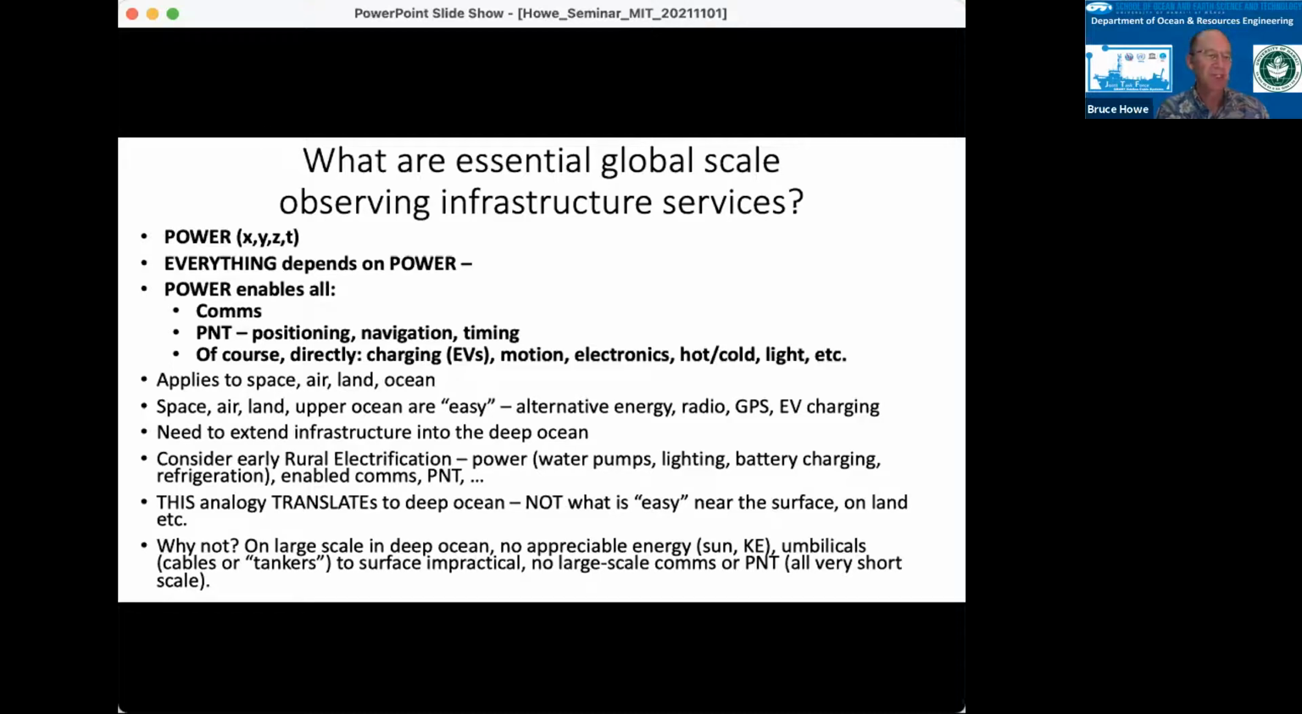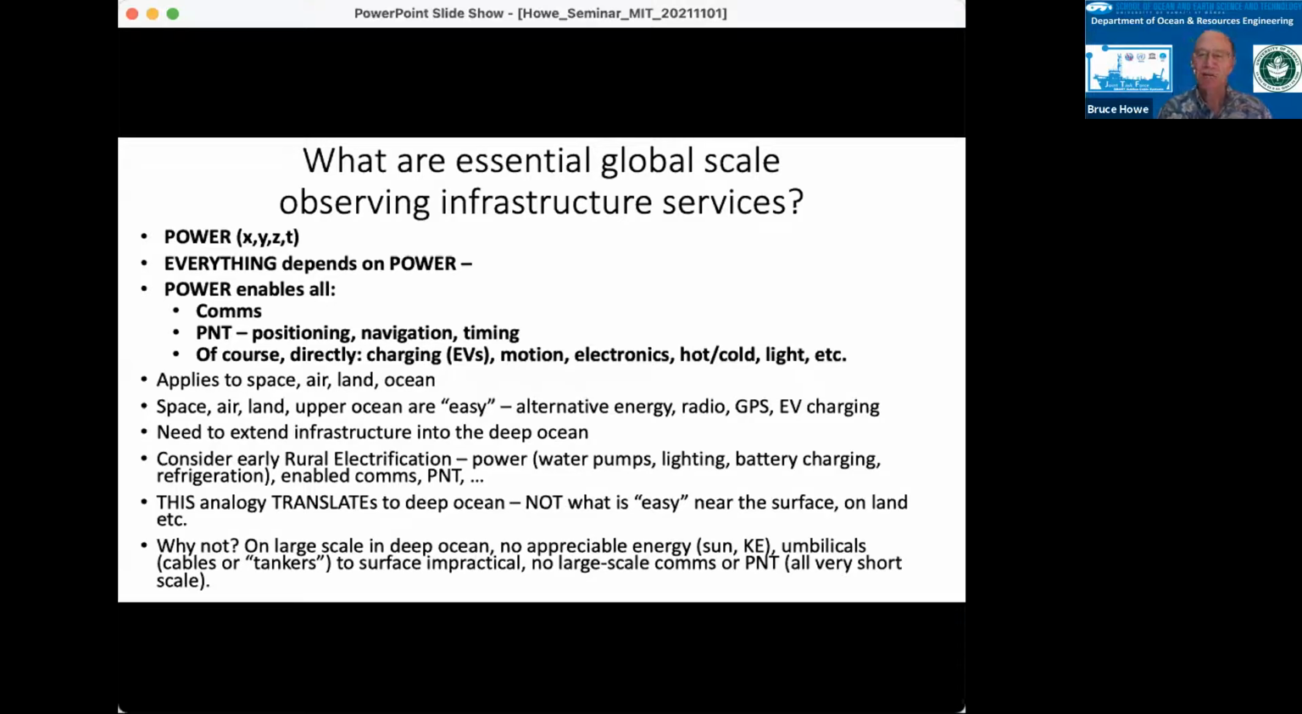And what I'm suggesting is consider, to some extent, early rural electrification. So when electric power was first supplied in the US or elsewhere, one of the first things that it powered was electric water pumps, lighting, battery charging, refrigeration, and communication. I mean, access to simply listening to a radio, let alone telephones and so on. And I saw this, my wife is from Thailand and from a small village, and their first electric line in the early 80s was a little extension cord to the neighbor.